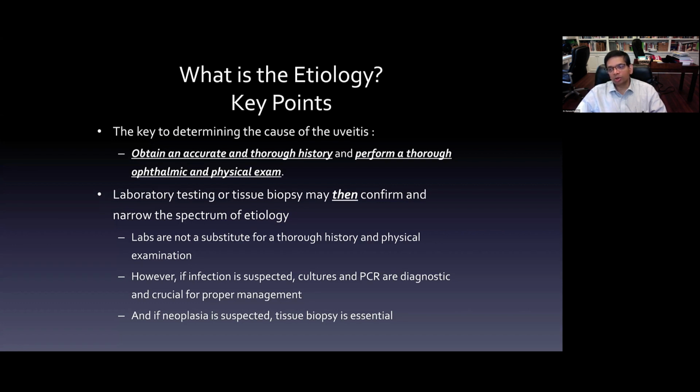So how do you determine what's causing this inflammation? It seems to be a question that the patient is always frustrated about, and the physician ends up being frustrated about, especially when we do an extensive evaluation and we can't find a cause. But the key to determining the cause of the uveitis, the key to understanding the disease itself, more than even determining the cause, because you want to be able to tell the patient what to expect, is to really obtain an accurate and thorough history.